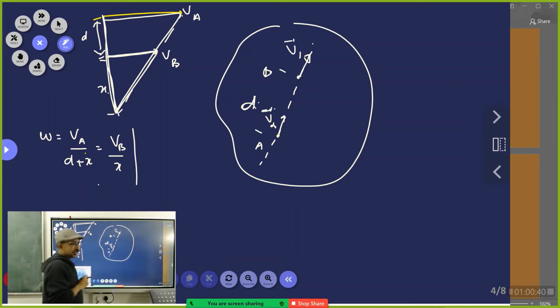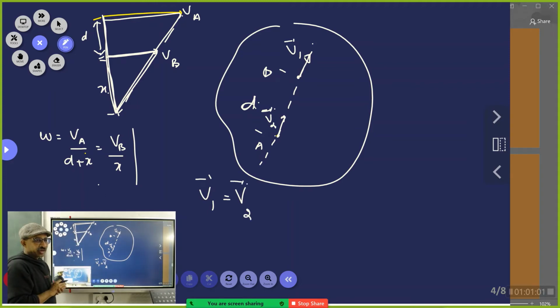Is it possible? See, if V2 is greater than V1, then this will move closer to this. If V1 is greater than or equal to V2, then it will move closer to this, but it cannot. So in a rigid body, V1 bar has to be equal to V2 bar. It cannot be anything other than that.